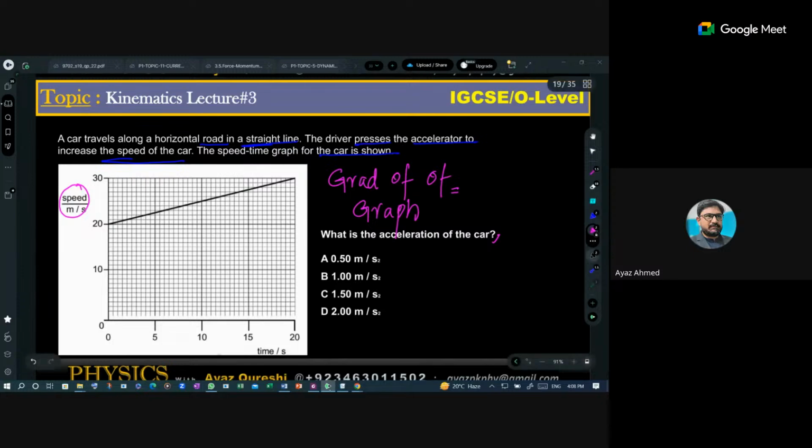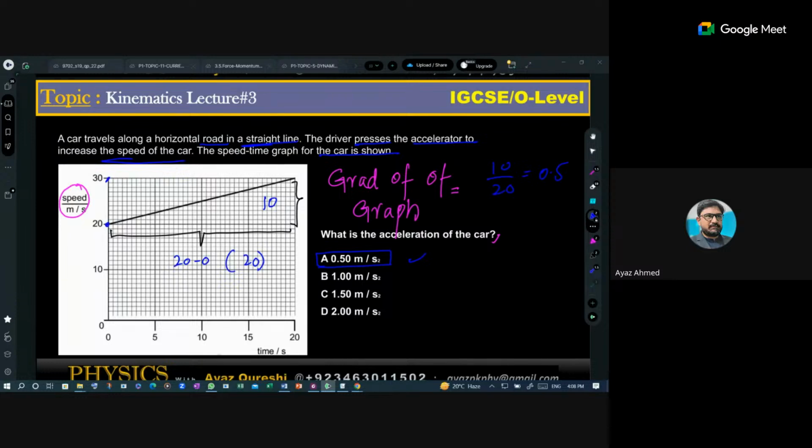So what will be the gradient? As I told you, it is rise over run. So this is its rise and this is its run. What is rise over here? The graph is rising from 20 to 30, so it is 10, and the time is moving ahead from 0 to 20. It means this is 20. So the gradient is 10 divided by 20, which is 0.5. Got it? So what is the acceleration? 0.5 meter per second square. This is the right option.